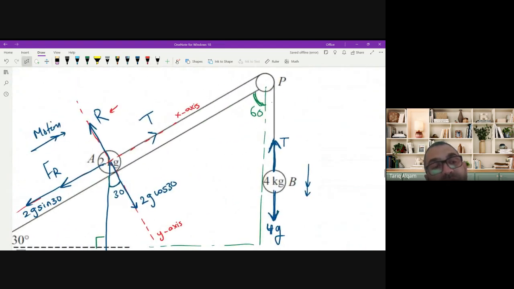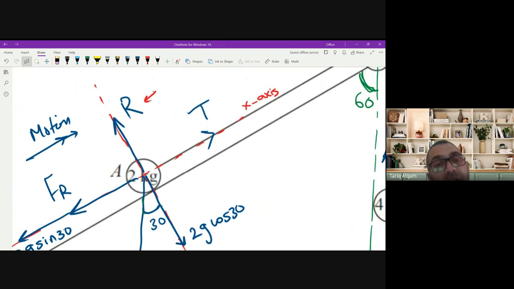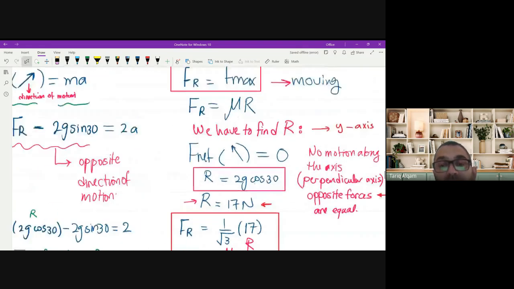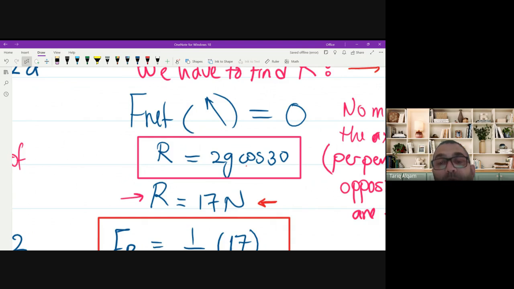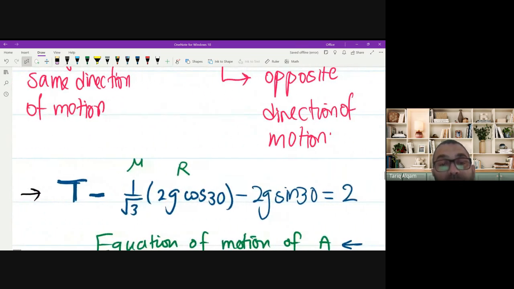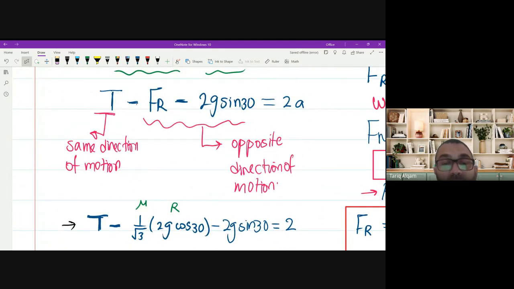Here, what do we have as opposite forces? R, opposite to what? To 2g cosine 30. So R equals 2g cosine 30 because they are perpendicular. If you do the calculation, you will get that R is 17. Now substitute mu times R. So substitute here again. If mu is root 3, times R, which is 2g cosine 30, minus 2g sine 30 equals 2 times a.